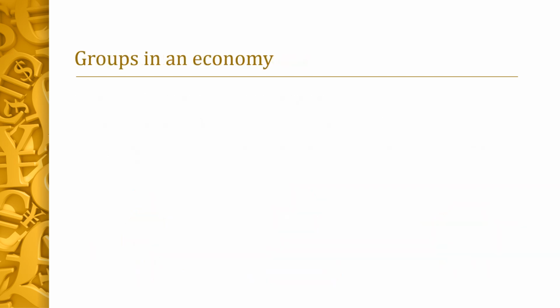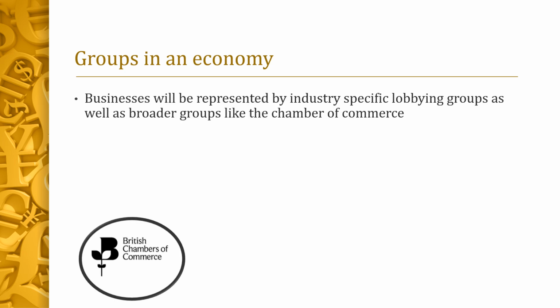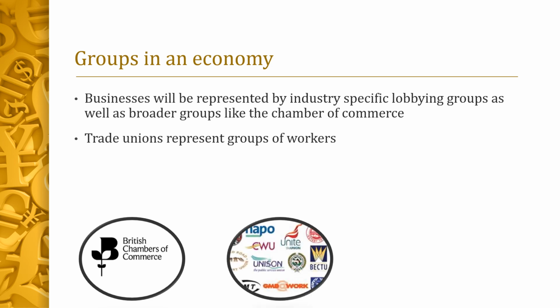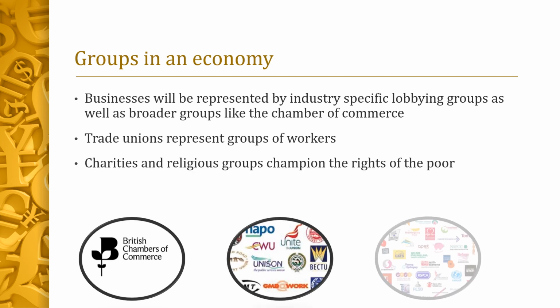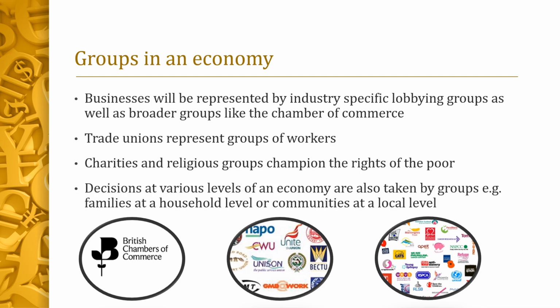An economy also contains a number of groups. For instance, businesses will be represented by industry-specific lobbying groups, as well as broader groups like the Chamber of Commerce. Trade unions represent groups of workers. Charities and religious groups champion the rights of the poor and disenfranchised. Decisions at various levels of an economy are also taken by groups: families at a household level, communities at a local level, or the acting government at a national level.